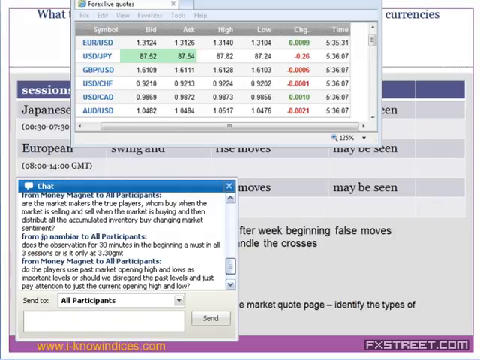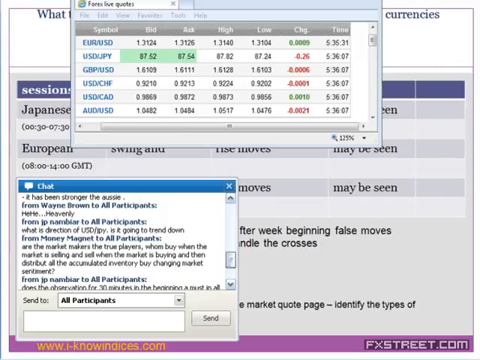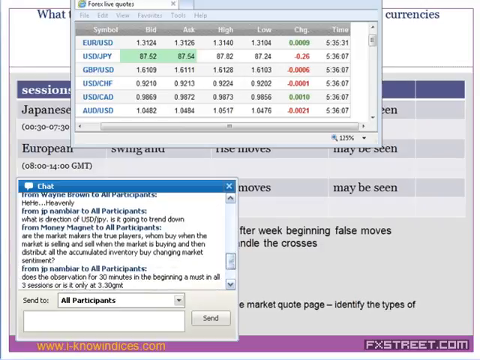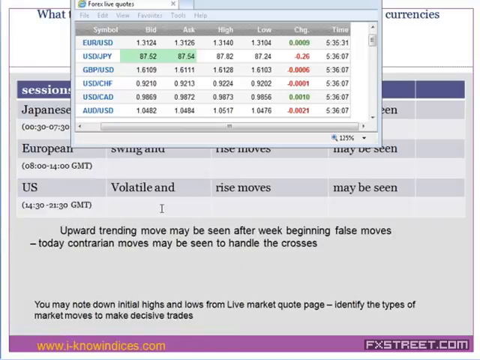What is the direction of USDJPY? USDJPY is expected to make an upward trend. Money magnet. Other market makers are true players. Market makers are the platform providers, but players are different. They buy when the market is selling, and sell when the market is buying, and then distribute all the accumulated inventory by charging market sentiment. No. They are different in JPY.